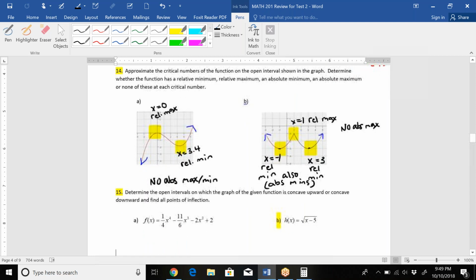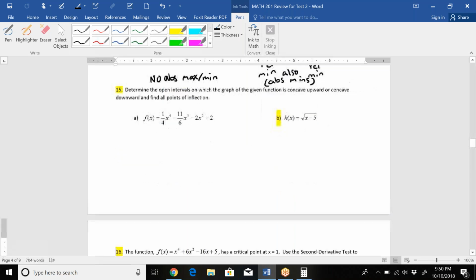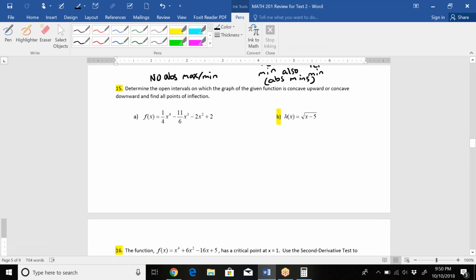Okay, so number 15, we're looking at part B because it was not on the answer key. That was pointed out to me by someone, so I want to make sure that we have this one so you can check it. So it says determine all the open intervals on the graph on which the function is concave up or concave down and find all inflection points.